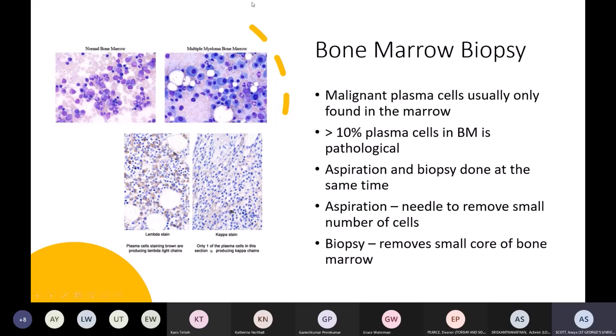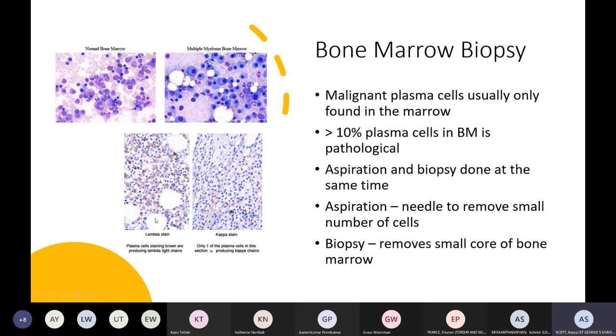And if you look at these pictures at the top, this top one is a normal bone marrow, and you can see it's got lots of different cells, lots of different colours, lots of different shapes and sizes. Whereas in this one, you have loads of these dark blue cells, and these are the plasma cells. And if you look at them as well, you've got the nuclei all in different places within the cell. They all look a bit funny, and that's what multiple myeloma looks like on a bone marrow.